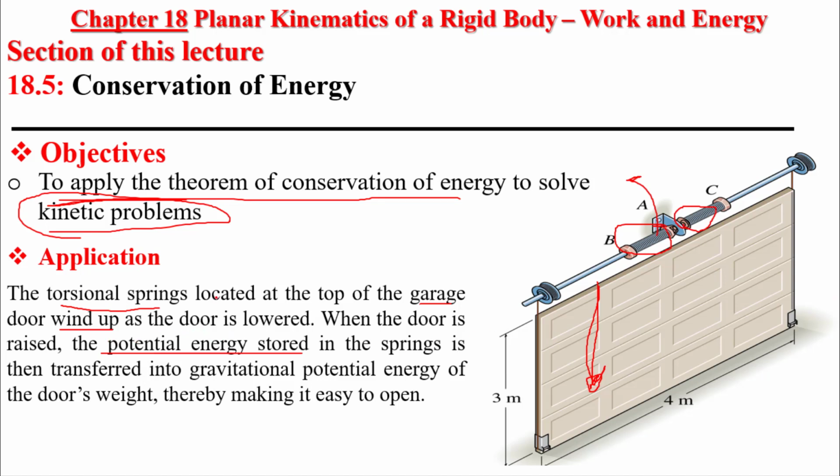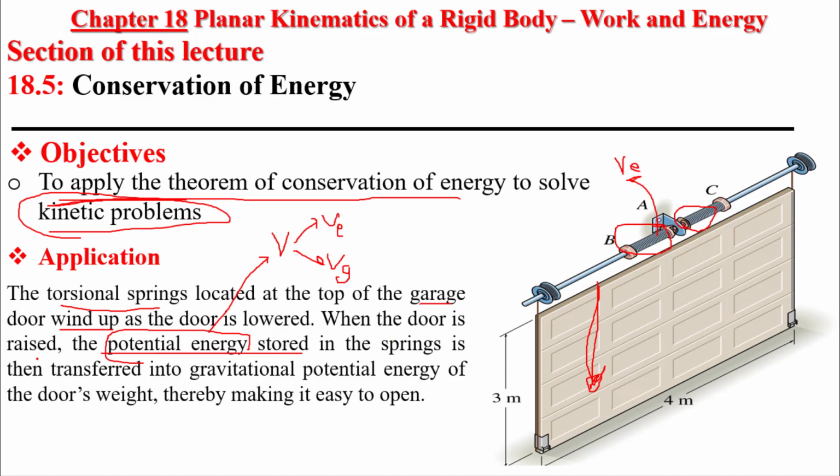Okay, and the term potential energy we will give the name V. So this is V, and we'll have two types of potential energy: V elastic, due to the spring, and V due to gravitation. Whenever the door is lowered, those springs will store elastic potential energy.